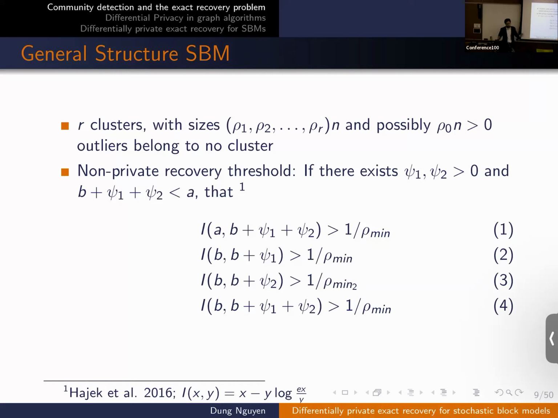Again, there are many variants of the SBM, and in some variants the size of the community doesn't grow uniformly. That's a different variant, and we didn't consider that type of SBM in these papers. But yes, it exists. Thank you.